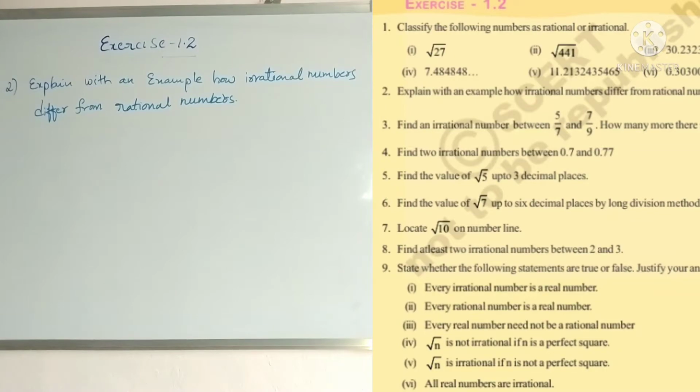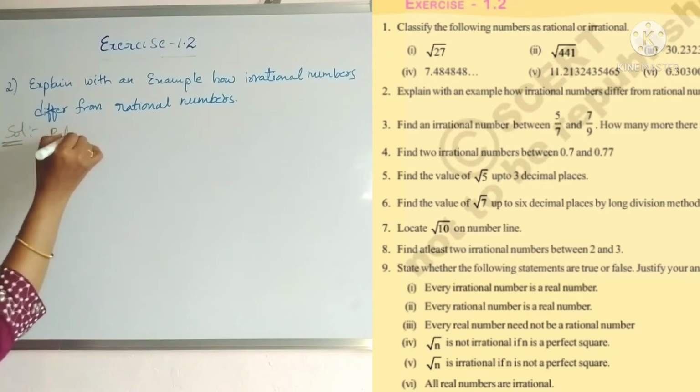Now we will see our second problem. Here is our second problem. Explain with an example how irrational numbers differ from rational numbers. Okay. So here already you know what is a rational number. Rational numbers are the numbers which we can write in the p by q form, and irrational numbers are the numbers which we cannot write in the p by q form. Right. So now we will see that's what we will write.